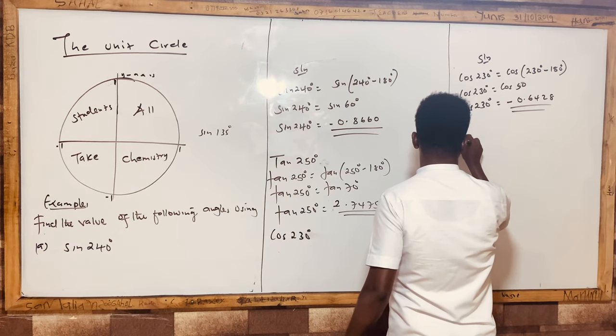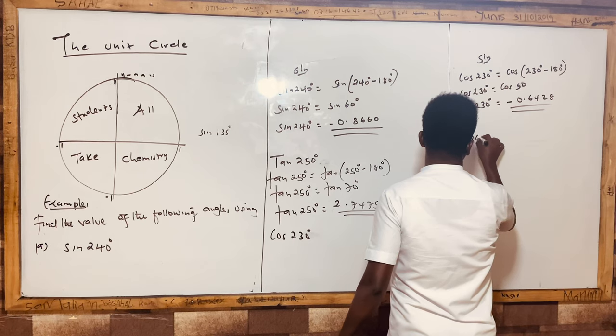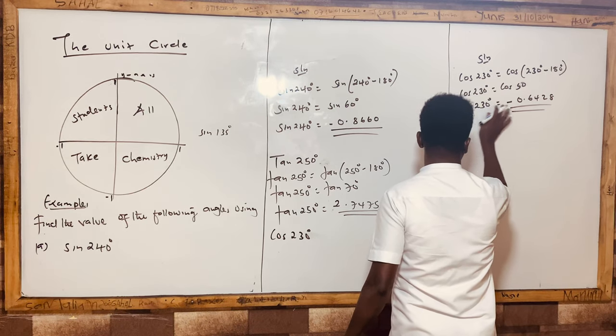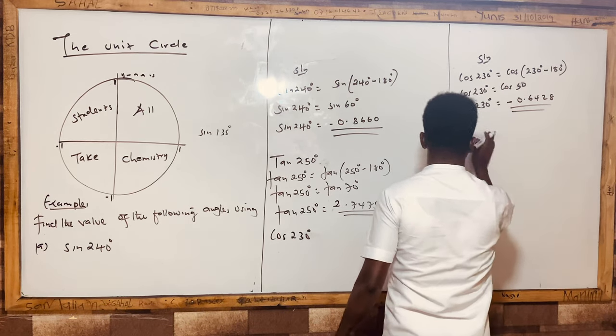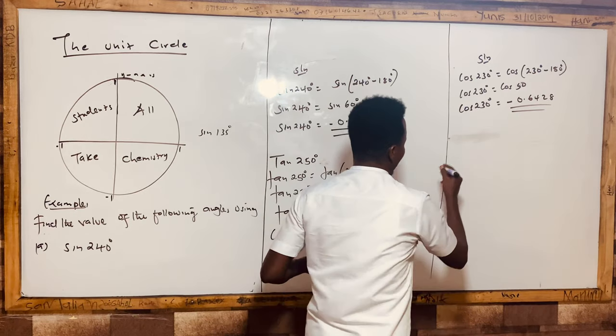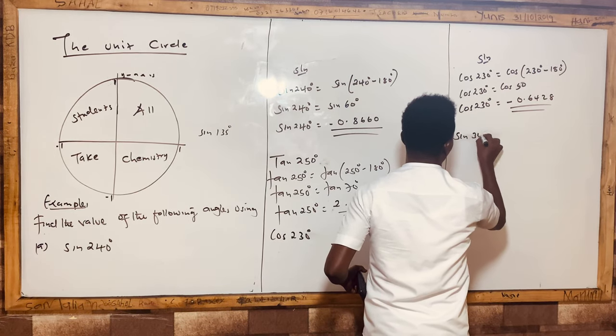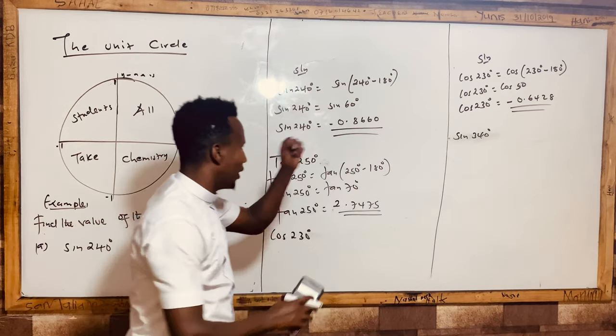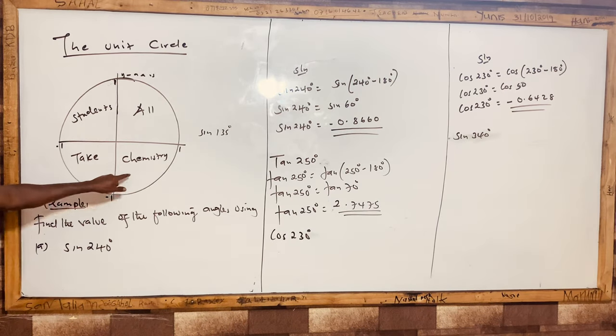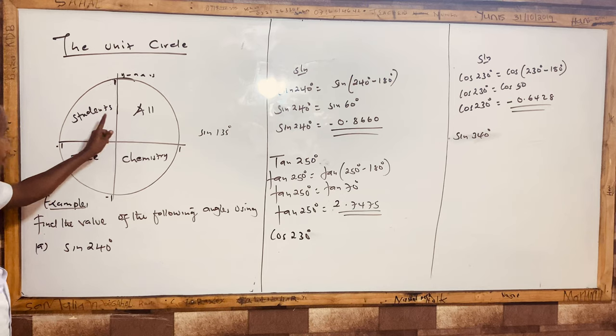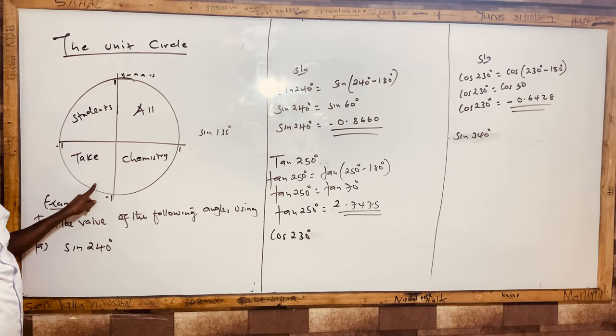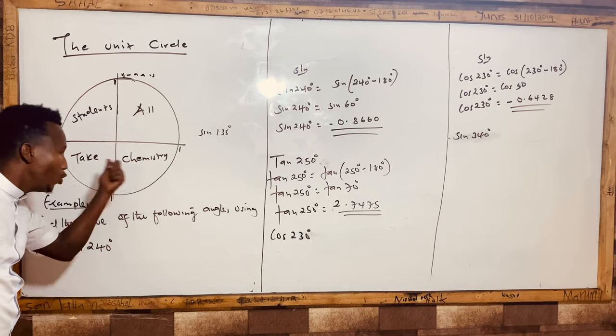Okay? Let's see this one. Sine 300, and let's see this one. What if the angle falls in the fourth quadrant? What about this one? Sine 340. Look at this one. We know that this angle falls in the fourth quadrant. 90 plus 90 is 180, plus 90 is 270. So it falls in the fourth quadrant.